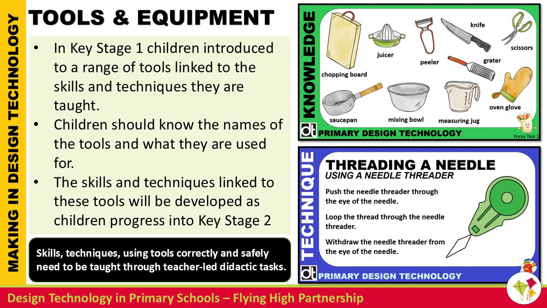So for example, using a needle threader to thread a needle is an essential skill when working with textiles, and the earlier that children are able to use this tool and the associated techniques, the better. When teaching how to use a range of tools and equipment, it is important that teachers model the techniques correctly and that this is consistent across the whole school. As children get older, they should develop an understanding of selecting the right tool for the task and being able to use that tool with less guidance and more independence.